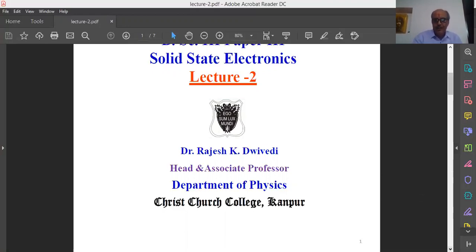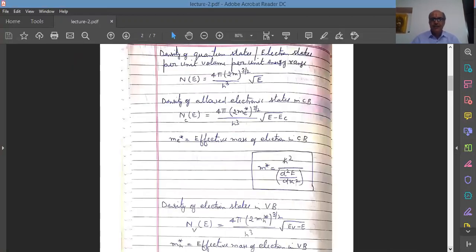I will first talk about a few things which are required for the derivation. The first one, in fact, is the density of quantum states, or density of electron states, per unit volume, per unit energy range. I am simply giving you the idea about these density of states. They are part of your solid state syllabus, and there you will come across the derivation of all these things.